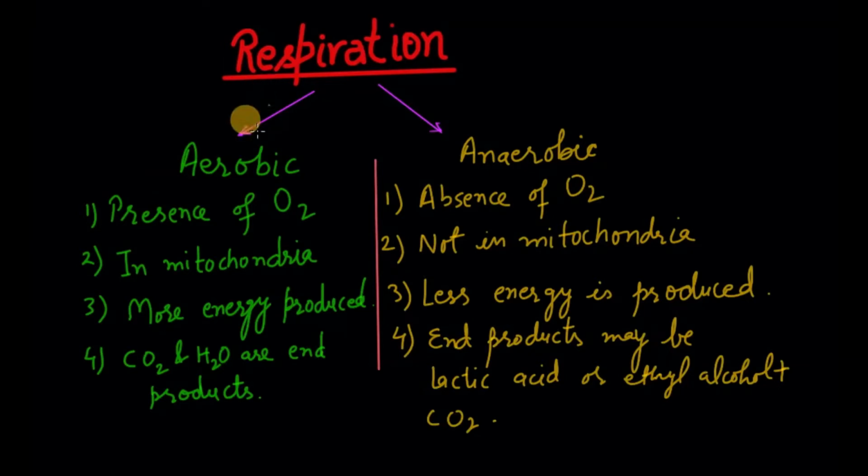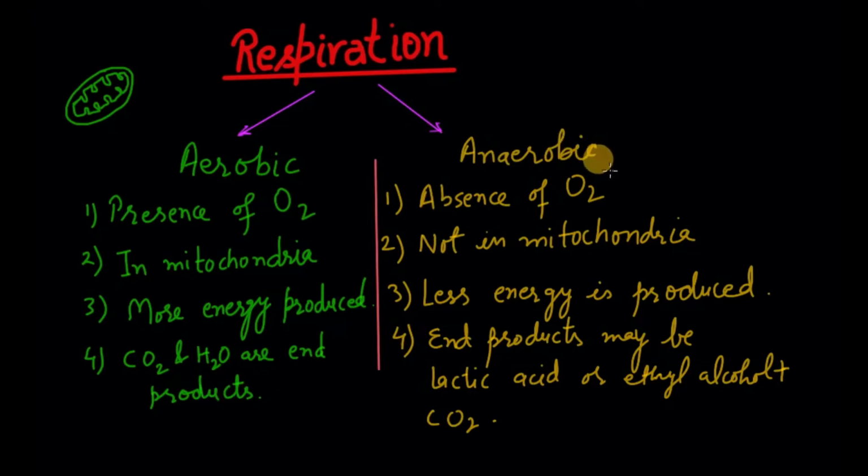Respiration is of 2 types, aerobic respiration and anaerobic respiration. Aerobic respiration occurs in the presence of oxygen and it occurs inside the mitochondria. Mitochondria are the cell organelles found inside the cells, and these organelles are known as the powerhouse of the cell because they produce power in the process of respiration. And during aerobic respiration, more energy is produced and the end products are carbon dioxide and water.